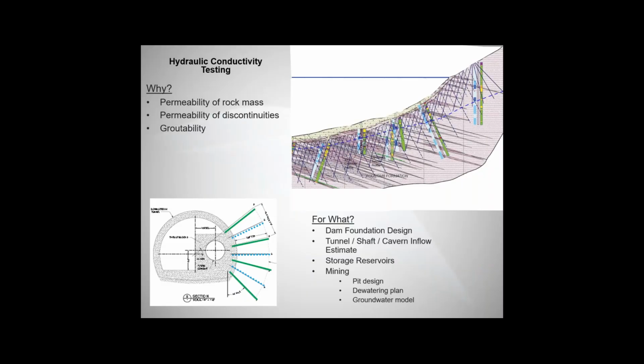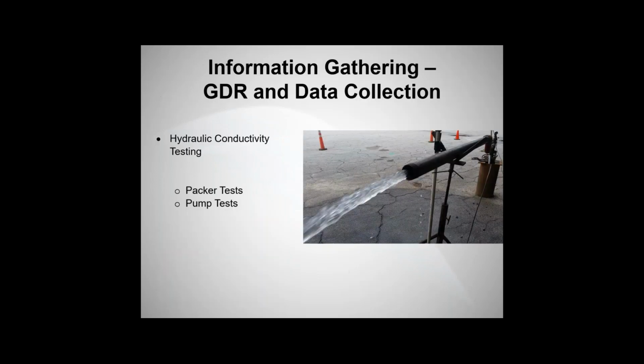But another thing that we look at is hydraulic conductivity testing. And this tells us a lot about the rock mass. We use them all the time, but it's amazing how often we don't use them. These are used for all sorts of applications: dam foundation design, tunnels, shafts, mining. We use this everywhere. And it's not just the permeability of the rock mass or the permeability of the discontinuities, if you're looking at it from, say, a crystalline bedrock point of view, but really from a grouting perspective, it gives us direct information on how groutable that rock formation is.